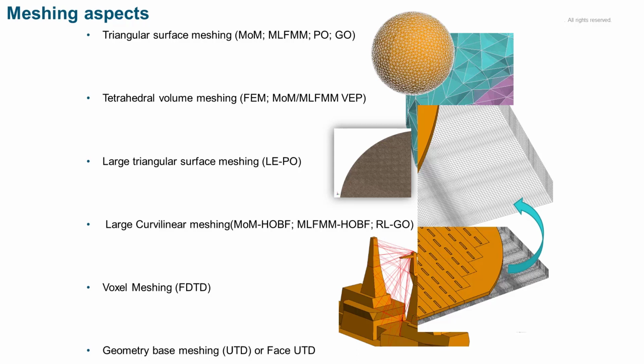We also have the finite element method that uses tetrahedral volume meshing, as well as the finite difference time domain method that uses voxel meshing. The UTD, which is the uniform theory of diffraction, uses geometry-based or facet-based meshing. Lastly, a few of the methods like MOM, MLFMM, and RLGO also offer large curvilinear meshing with higher order basis functions. So all of these different methods are based on different formulations as well as different meshing aspects.